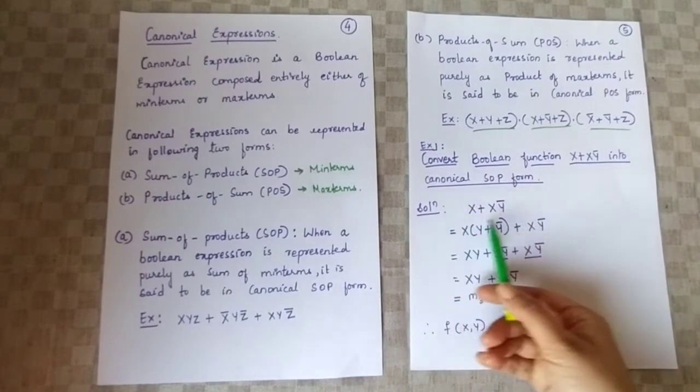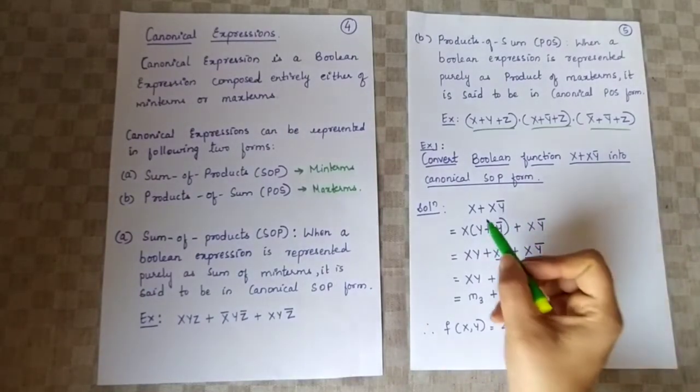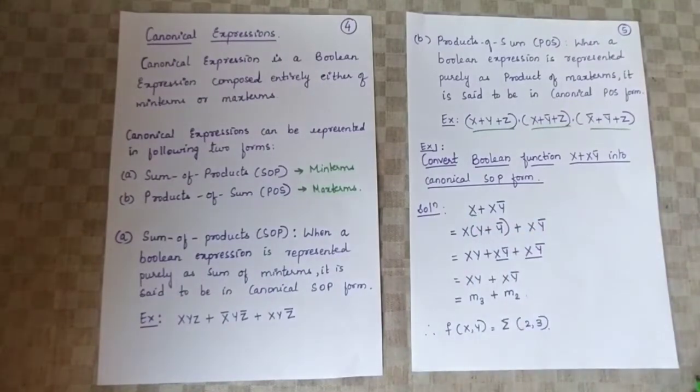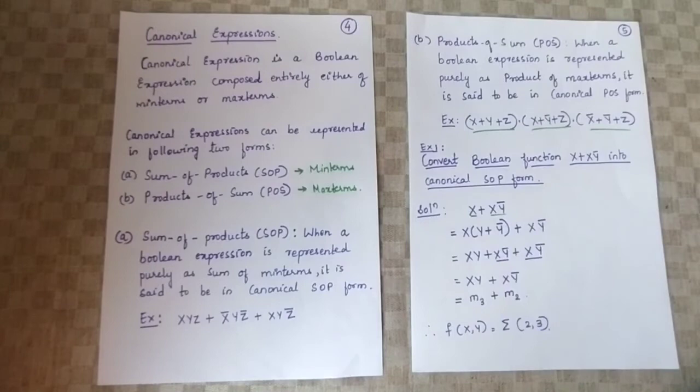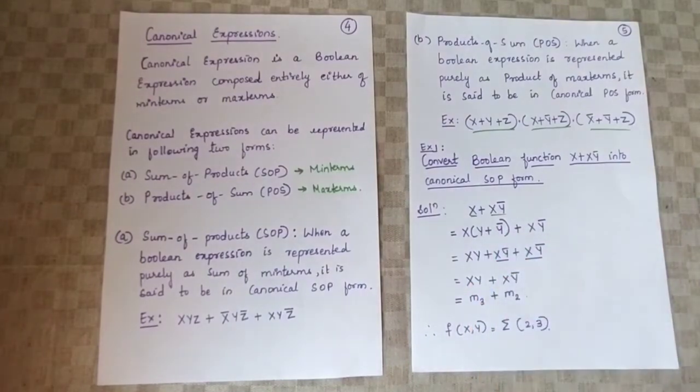Now let's take this entire expression. In this expression we are having two literals, x and y. Let us take the first term. Here y is missing, whereas in the second term both the literals are present. Now how to get a min term expression? As we have seen, we have to multiply with the missing term plus complement of that missing term.